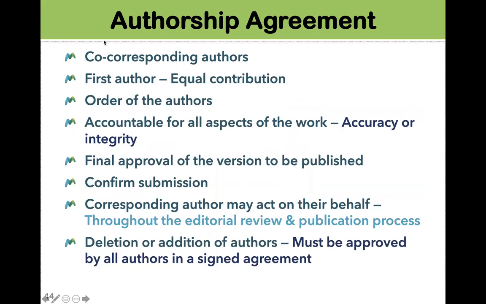So the authors should agree if they're going to be co-corresponding authors, or if they're going to be two first authors for equal contribution. Let's say Praveen and Vitali contributed equally to the paper, then they're going to be first and second author, but we'll put a little asterisk and say equal contribution, right? And then we agree on the order of the authors, and then all the authors, doesn't matter who is first, last, or senior, they're all accountable for all aspects of the work. They have to read the paper, make sure that there's nothing there that they disagree with.